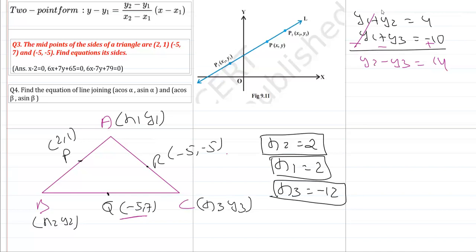Now check here again, Q being the midpoint, so I can write y2 plus y3 over 2 is equal to, so that comes out to be y2 plus y3 over 2, that is equal to 14 again.